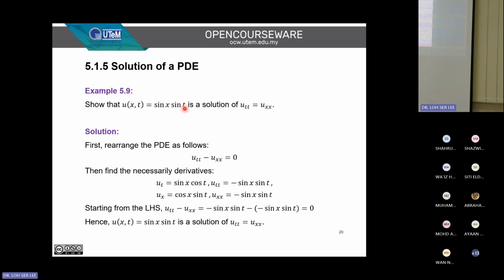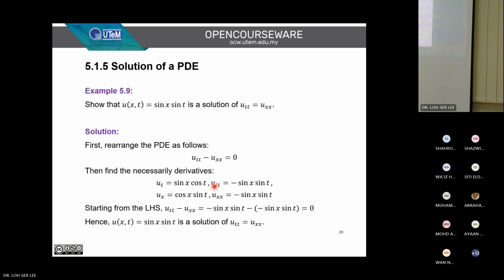Differentiate sine t with respect to t, we get cos t. So you have sine x cos t here, your ut. Then we differentiate this with respect to t one more time to get utt. So cos t, when you differentiate, you get negative sine t. Sine x is a constant. You get negative sine t.